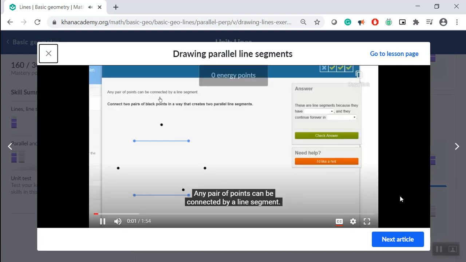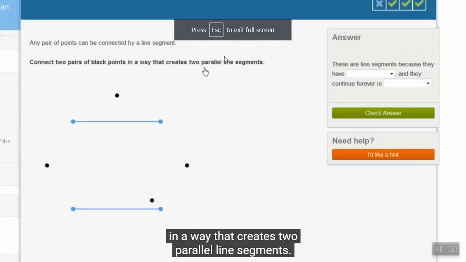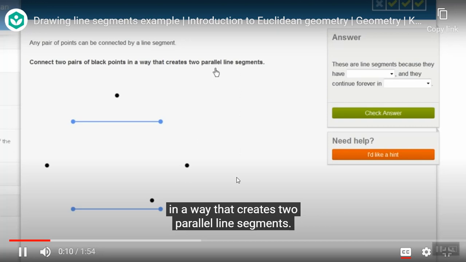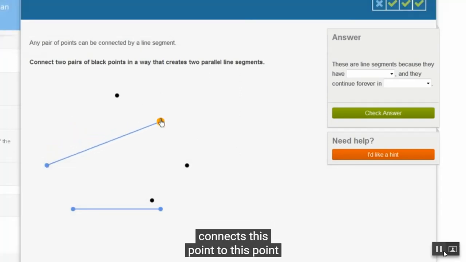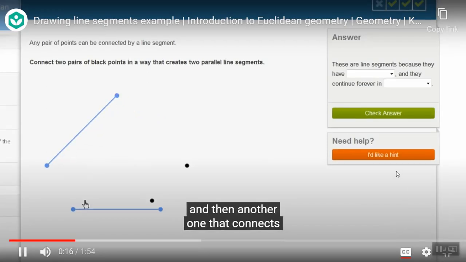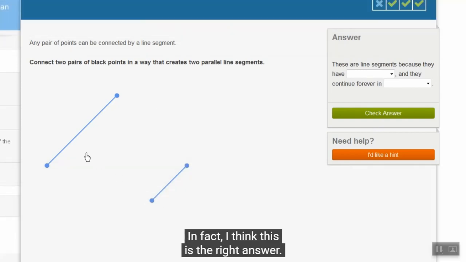Any pair of points can be connected by a line segment. That's right. Connect two pairs of black points in a way that creates two parallel line segments. So let's see if we can do that. I could create one segment that connects this point to this point, and then another one that connects this point to this point, and they look pretty parallel. In fact, I think this is the right answer.